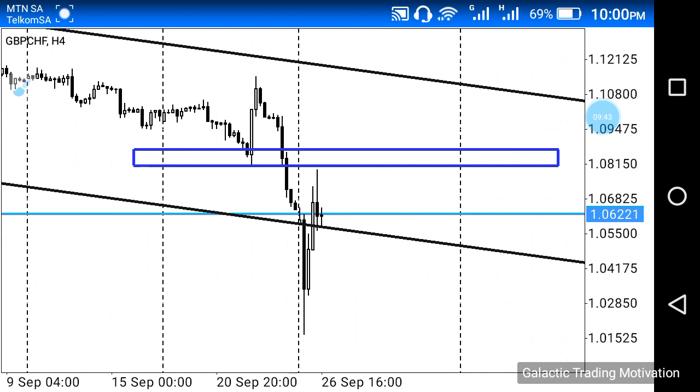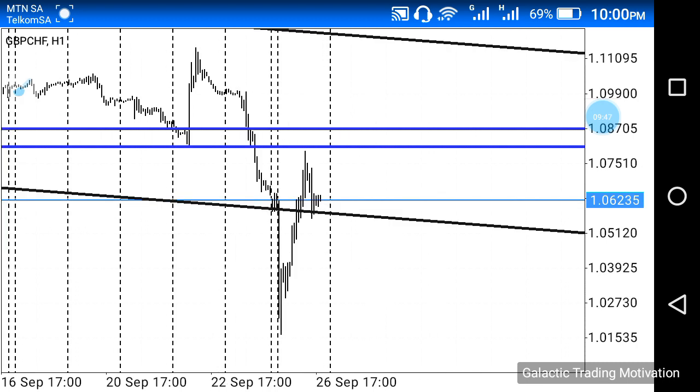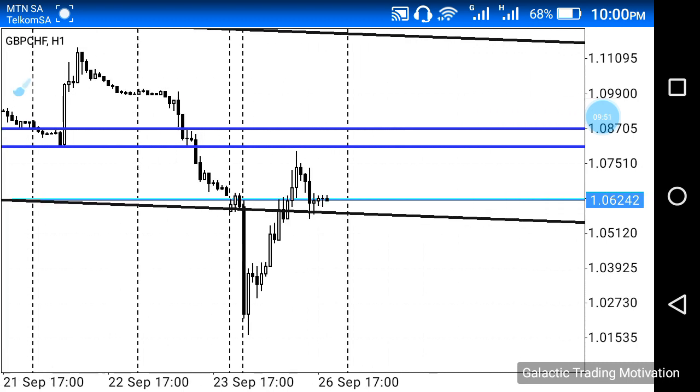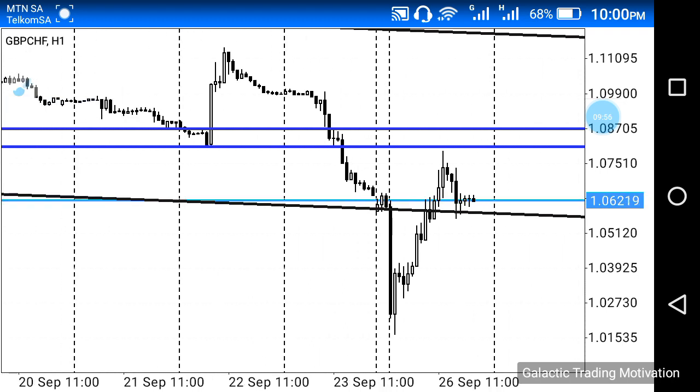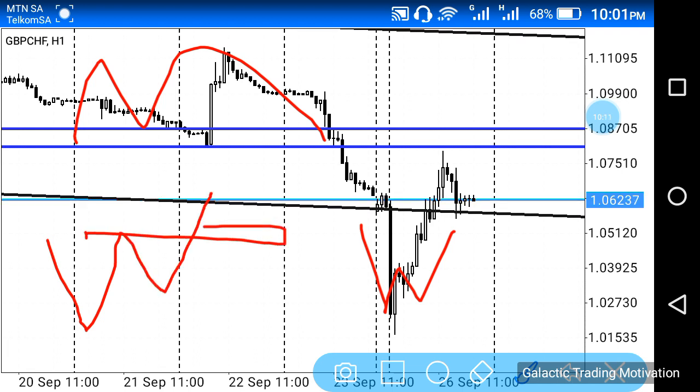Let me try to go back, or rather go down to the H1 chart. Let's see. On the H1 chart we can see that as much as on the H4 chart we had this M structure that I spoke about, on the H1 chart we have a W structure over here. It's also an overextended W structure where the first leg is lower than the second leg, right? And it has a neckline at that point, which is at this level over here, right?